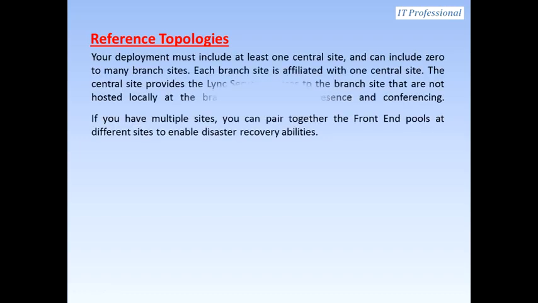Reference topologies. Your deployment must include at least one central site and can include 0 to many branch sites. Each branch site is affiliated with one central site. The central site provides the Lync Server services to the branch site that are not hosted locally at the branch site, such as presence and conferencing. If you have multiple sites, you can pair together the front-end pools at different sites to enable disaster recovery abilities.